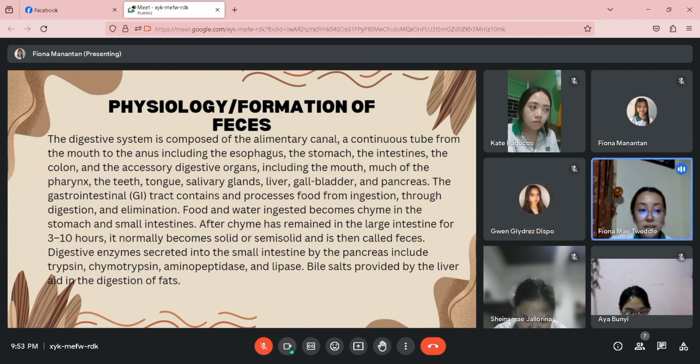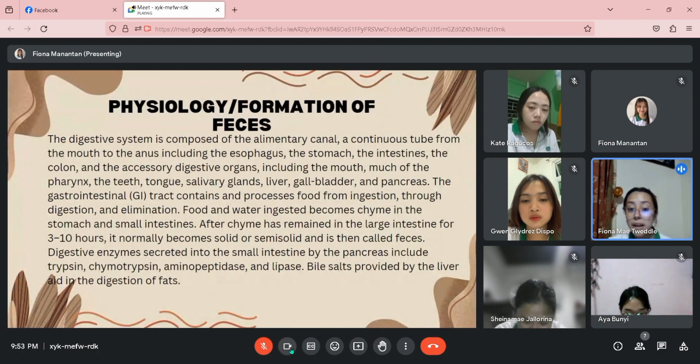They start with salivary amylase in our mouth and include also the stomach enzymes and many pancreatic enzymes, which are added along to the food in the pathway. After chyme has remained in the large intestine for 3 to 10 hours, it normally becomes solid or semi-solid and then is called our feces. Although digestion of ingested proteins, carbohydrates, and fats takes place throughout the entire alimentary tract, the small intestine is actually the primary site for the primary breakdown and reabsorption of these compounds.